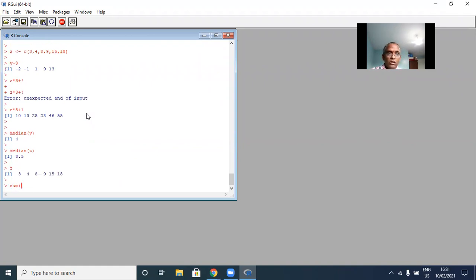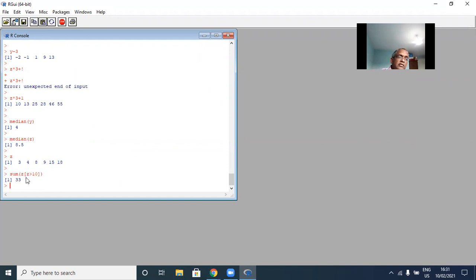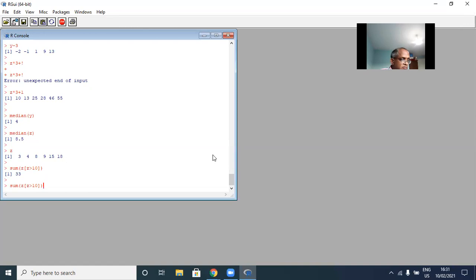Okay, and next sum. Let me type Z now. Sum of Z when Z is greater than 10. Now what this does is it sums all the values in Z which are greater than 10. So basically these two, right? So if you sum 15 and 18, you get 33, right?